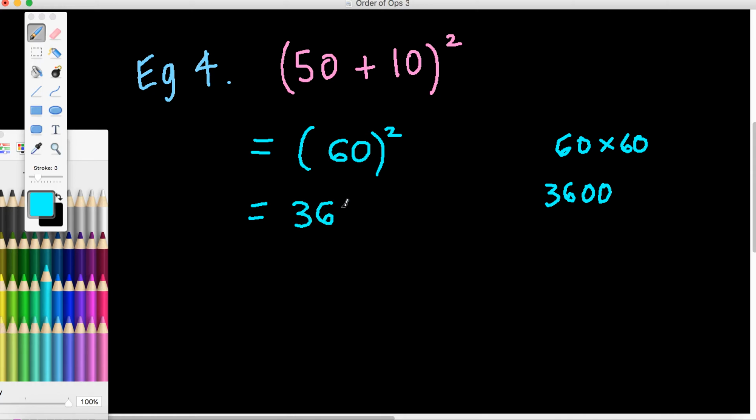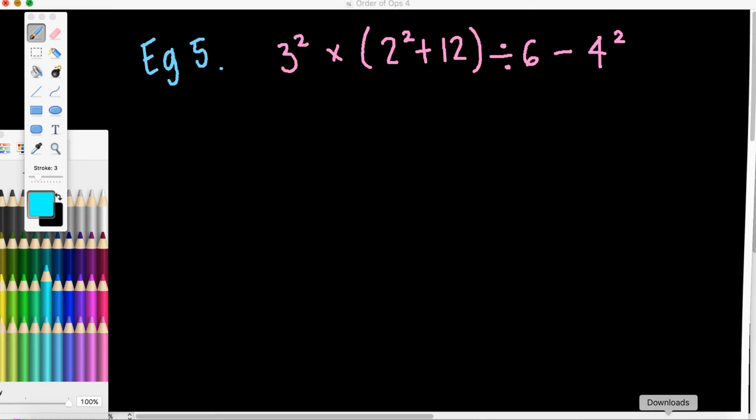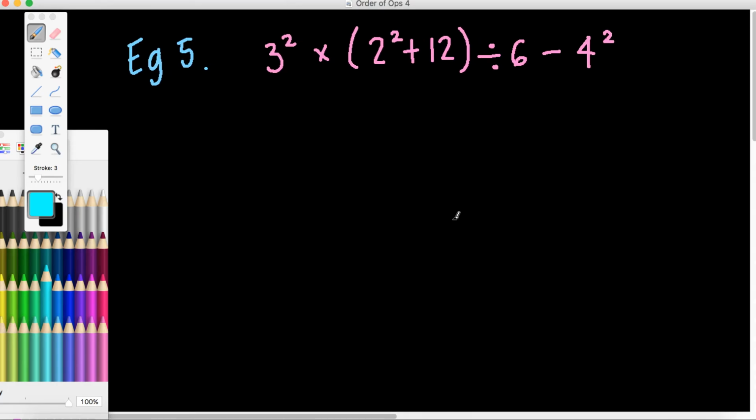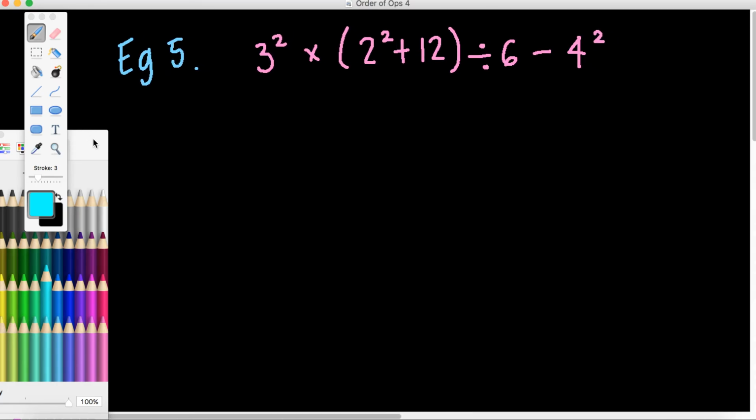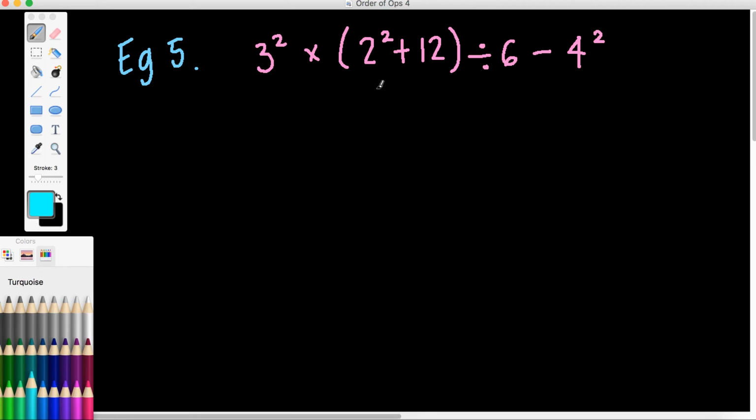So we do get 3,600 for this one. Just got 2 more to show you. These ones are where we're getting a little bit more complicated.